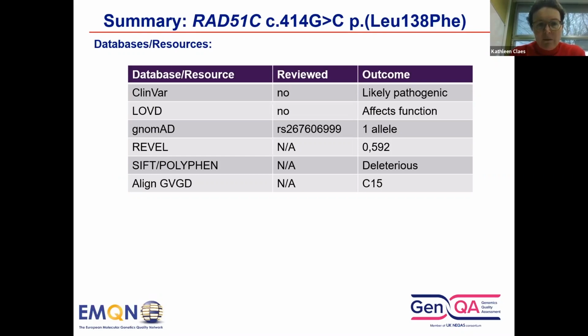Then I show some prediction programs. REVEL indicates a value of 0.592, which is under the cutoff of 0.7 to use it as the right parameter. PolyPhen indicates that it's deleterious, and Align-GVGD indicates C15, so it's also under the C35 cutoff. Next, please.